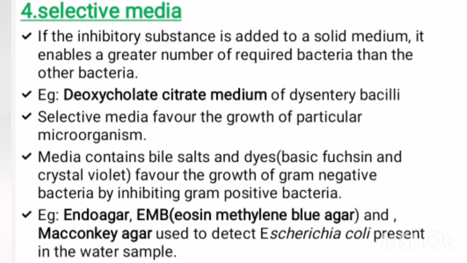Selective media. Selective media favor the growth of a particular microorganism. If an inhibiting substance is added to a solid medium, then it enables a greater number of the required bacteria than the other bacteria. An example for the selective media is deoxycholate citrate medium for dysentery bacilli.